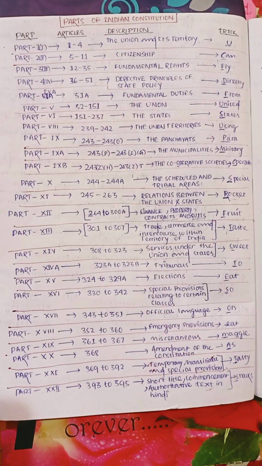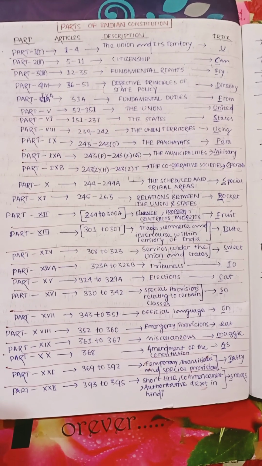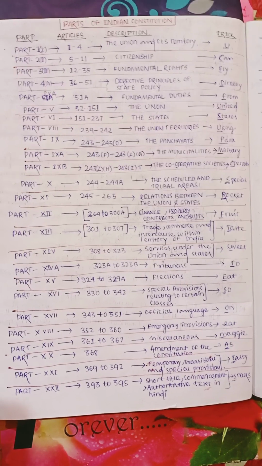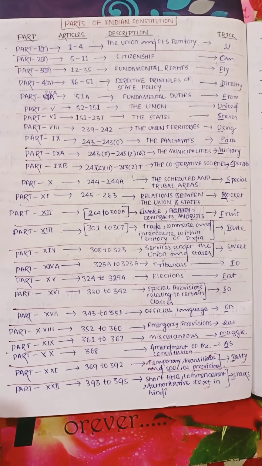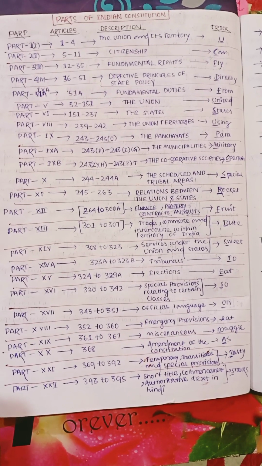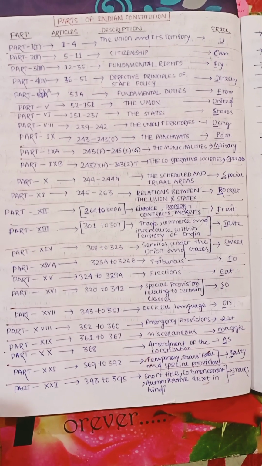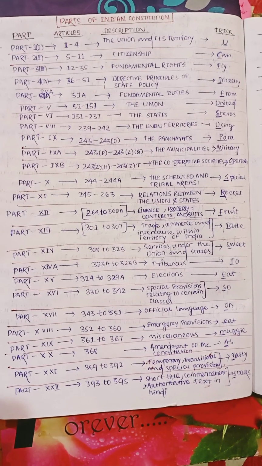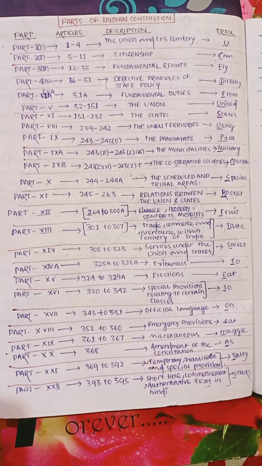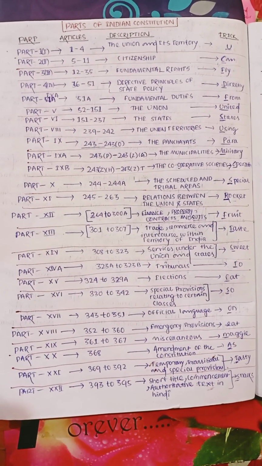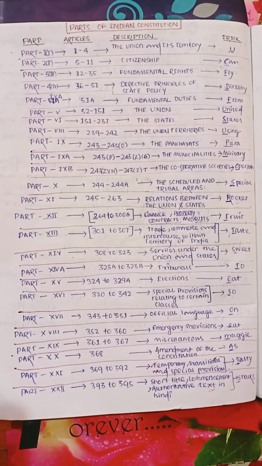In 15, the articles are 324 to 329A, elections and the procedures of elections are described. In part 16, articles are 330 to 342, special provisions relating to certain classes are given.